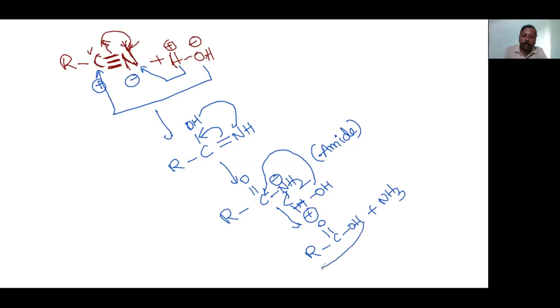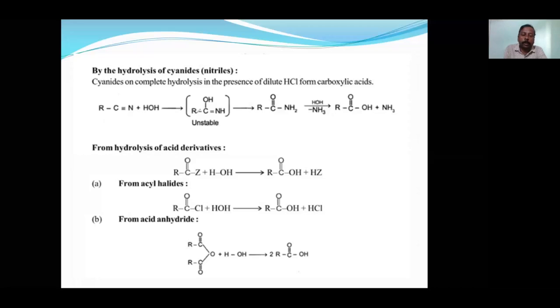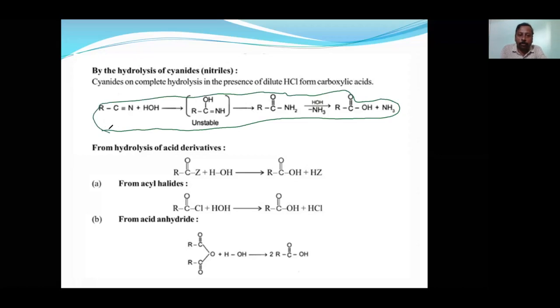So ultimately what did we get here? Carboxylic acid. We got it or not? Yes, sir. Now whatever I told you on the whiteboard is this. Understood? So now I think it is very clear. So we want both of them: we want the board use also, and we want printed notes also.